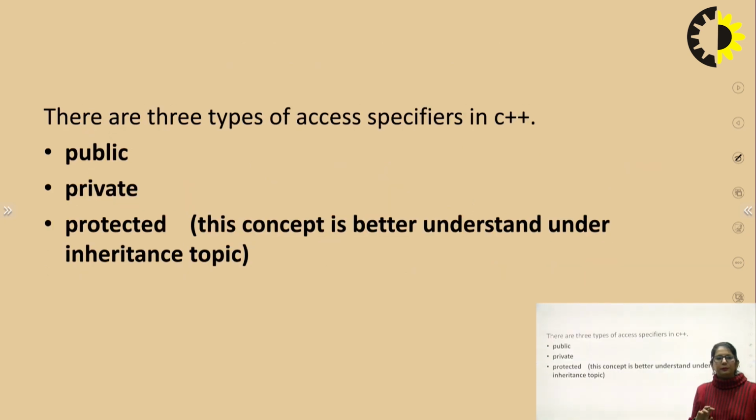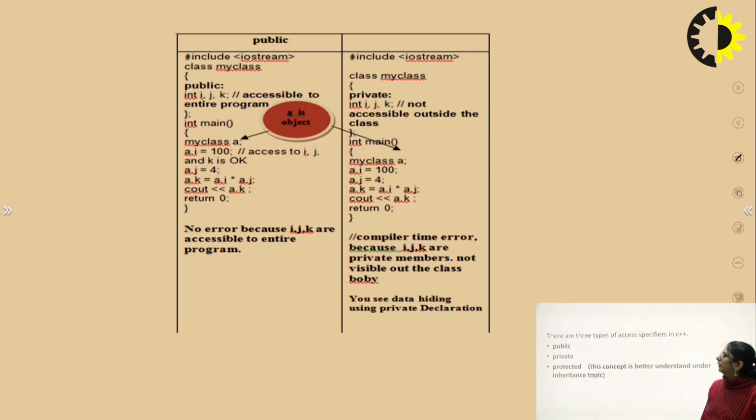So how many types of access specifiers are there? They are public, private, and protected. Protected you will study better with the concept of inheritance, because protected members are accessed either through inheritance or by using friend functions, right?